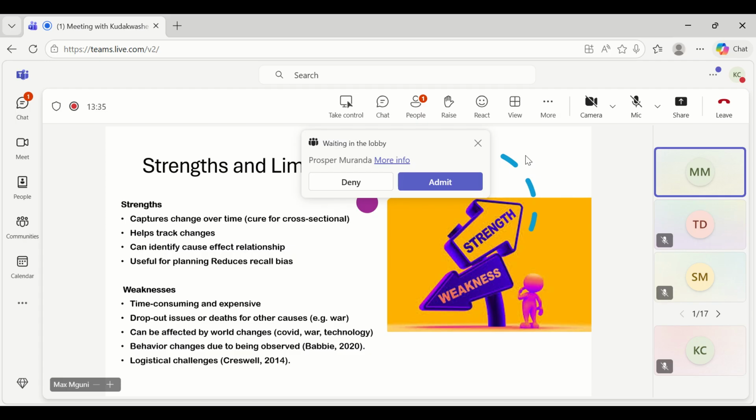Behavior changes due to being observed. I'm sure all of us here as safety professionals know that when you say there's an audit tomorrow, people will behave differently. People will wear their PPE, the environment will be clean. People will change their behavior because they know they are being observed. There are also logistical challenges. If someone moves from Hwange, where they were doing some activities, to Mutare, it becomes difficult for you to track that person.